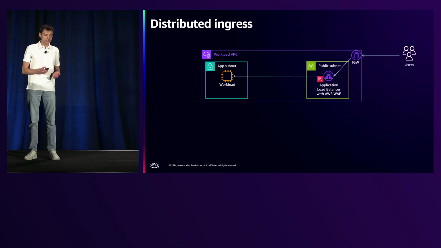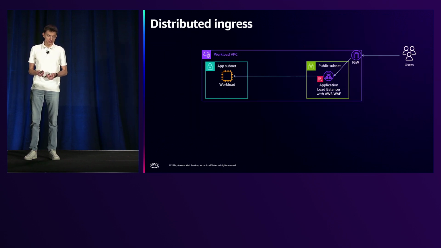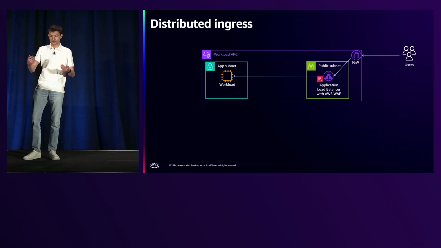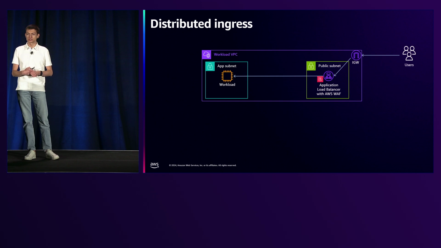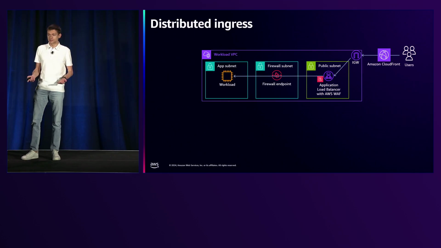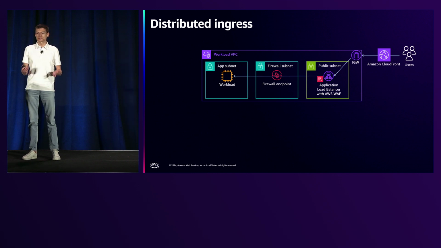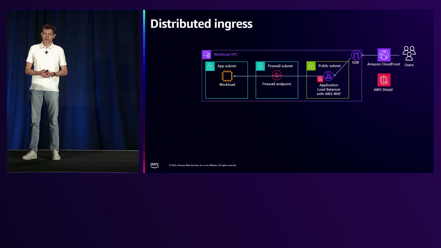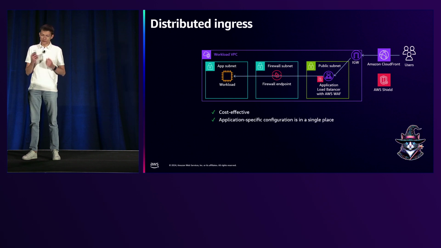OK, so alternatively, we can do distributed ingress. So in this case, in every workload VPC, we'll create an internet-facing load balancer if you want users to access our application from the internet. We can add a web application firewall there. We can add a firewall for additional layered protection. We can also add a CDN like CloudFront for caching and additional protection at the edge. And we can add Shield for DDoS mitigation. So this is a cost-effective solution.